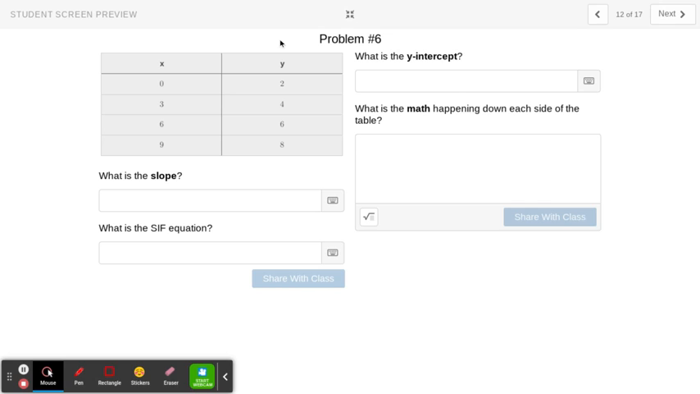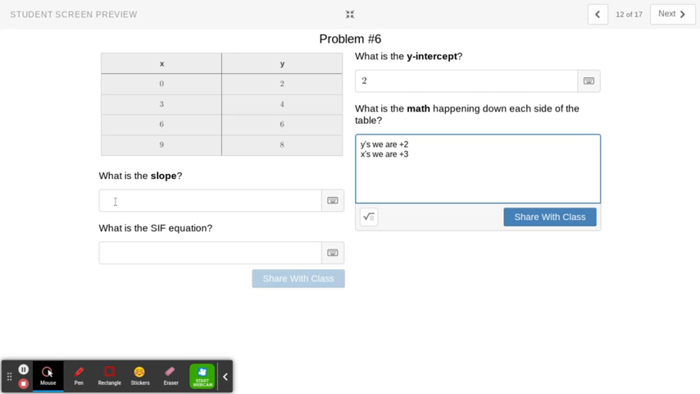So problem 6. What is the y-intercept? Well, here's 0 for x. Its number partner is 2. So my y-intercept is 2. What math is happening down each side of the table? Well, for our y's, we are adding by 2, right? 2, 4, 6, 8, adding by 2. For our x's, we are adding by 3: 0, 3, 6, 9. So we're adding by 3. Only adding or subtracting, no multiplying or dividing, y'all.